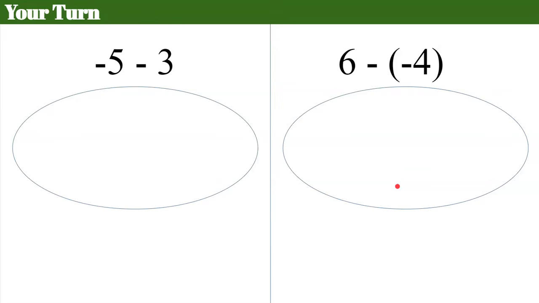Your turn. Please pause. Use whatever you found for your integer chips, which could be simply just drawing them on paper. Come back and hit play when you're ready to check your work.